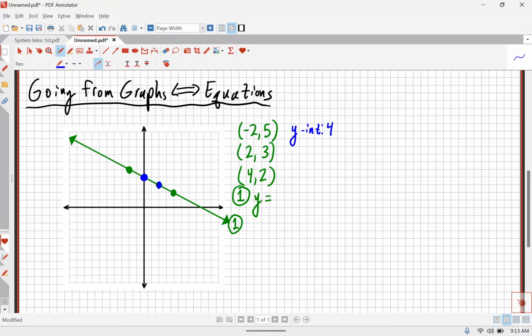Down 1 and right 2. So that means my change in y was what, Molly? -1. And my change in x? 2. Very good. You could have also gone up 1 and left 2 or done a bunch of things. We'll talk about that in a minute. So what would that make my equation, Molly?